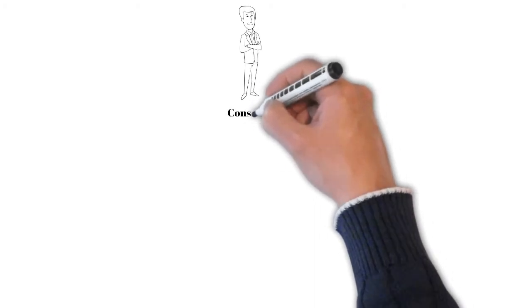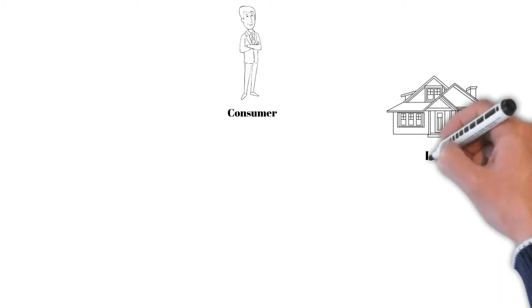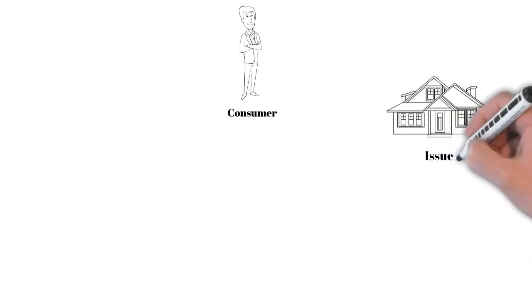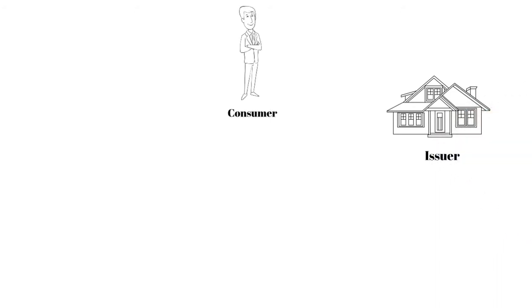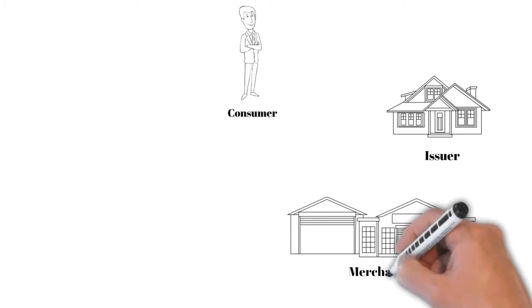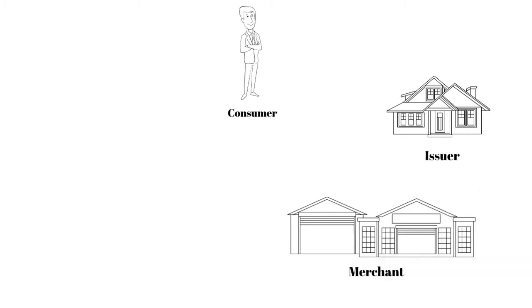So the first entity is the consumer, who has a credit or debit card which allows them to access their money or credit lines at numerous ATMs or merchant sites around the globe. The bank that issues the card is known as the issuer. The issuer authorizes the transaction and guarantees payments on behalf of the consumer. Next is the merchant, who wants to sell their product to the customer.